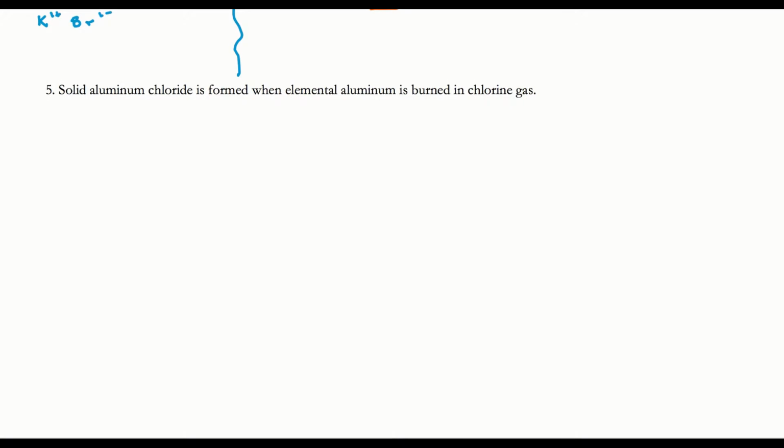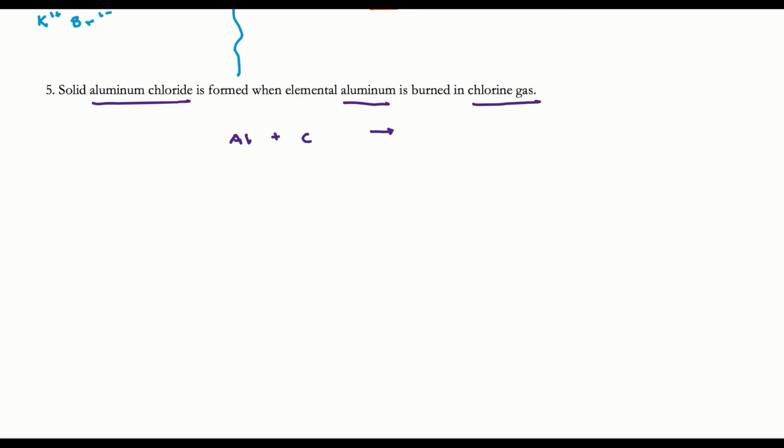All right, let's look at the last problem. Solid aluminum chloride is formed when elemental aluminum is burned in chlorine gas. So notice the wording of this is a little bit weird. It's telling me that aluminum chloride is formed. So aluminum chloride is actually going to be my product, and my reactants are going to be aluminum and chlorine. So aluminum is burned in chlorine gas.